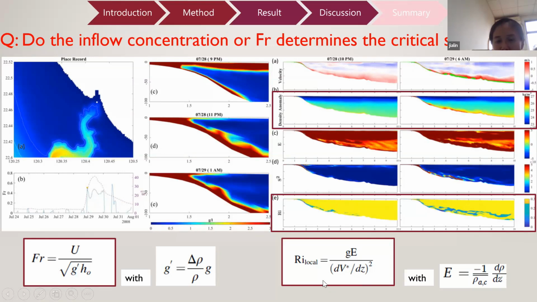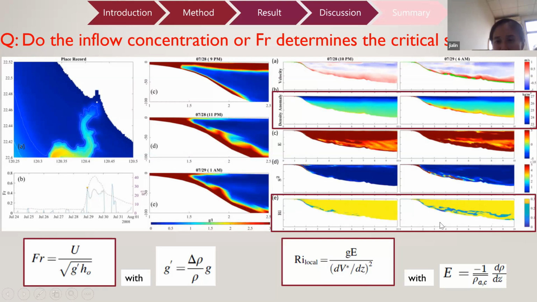And we found that when the Richardson number is smaller than a quarter, the density current actually can occur. And this is also shown in these two figures. These are the Richardson number during the ebb tide and flood tide. And if the Richardson number is smaller than a quarter, we use a green color to represent it.